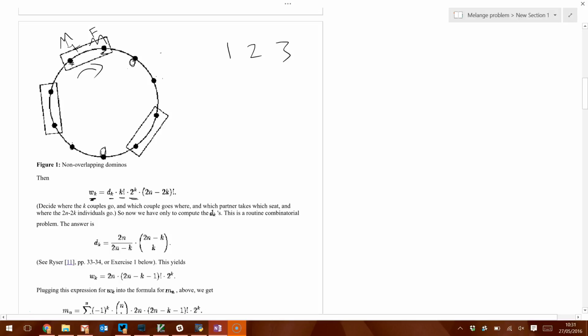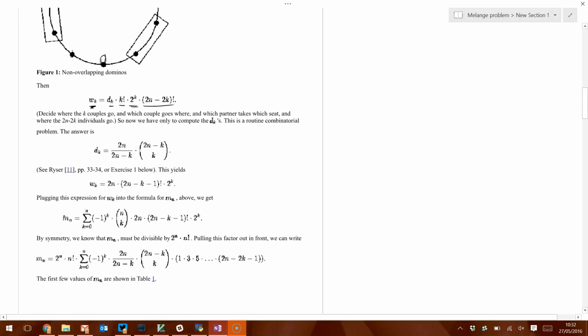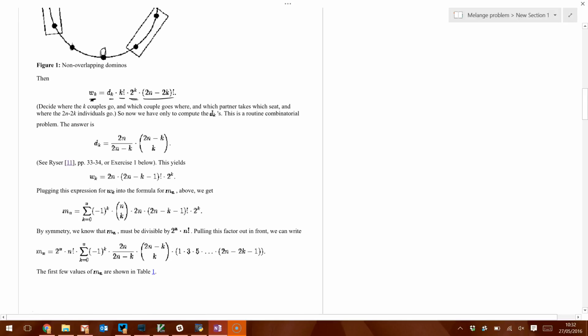Okay, and then finally, everybody else has to be arranged. There are 2n couples in total, 2k in the dominoes, so 2n minus 2k left, (2n minus 2k) factorial ways of arranging them. Straightforward. Okay, so he explains that.